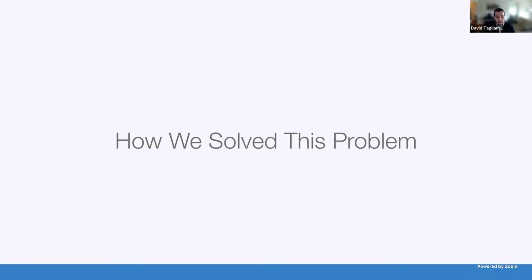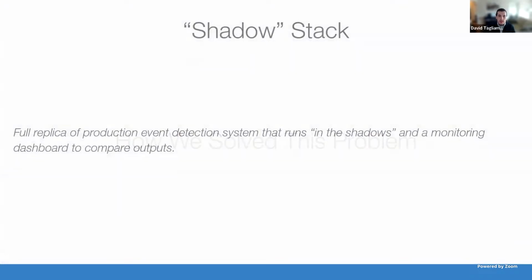This brings me to how we've solved this problem. So what we do is we built something called the shadow stack. And this is a full replica of the production event detection system that runs in the shadows, and a monitoring dashboard to compare the outputs. And so I'll break this down.